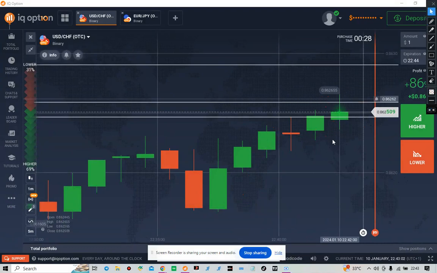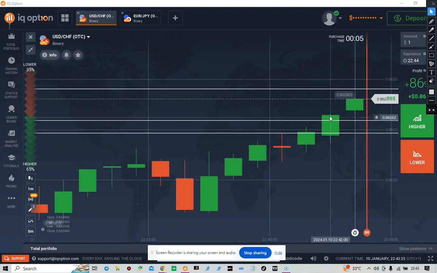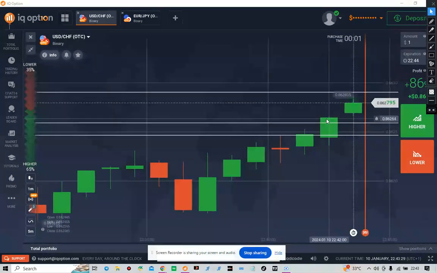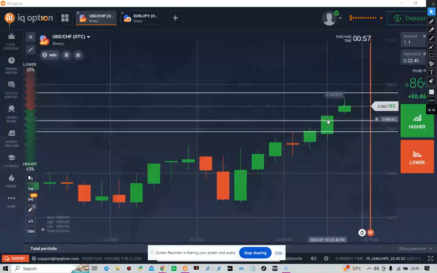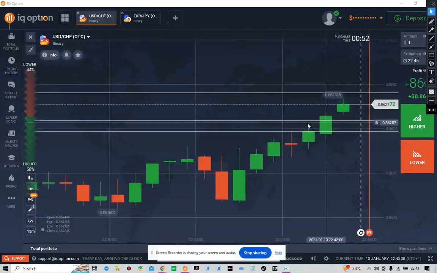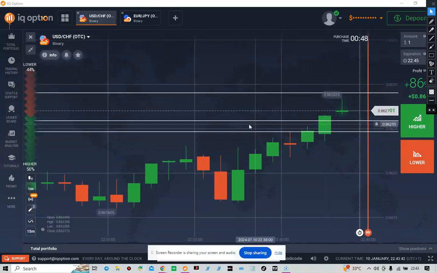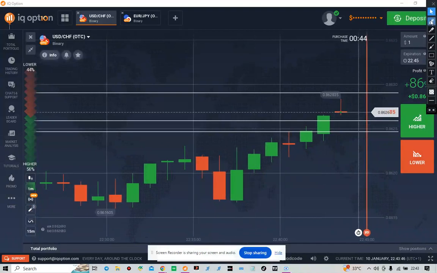So let's hope and see. Okay, now this candle closed inside. Remember I always said wait for the candle to close inside the zone before you execute the trade. And if the candle closes inside the zone, look for a confirmation to enter the trade.